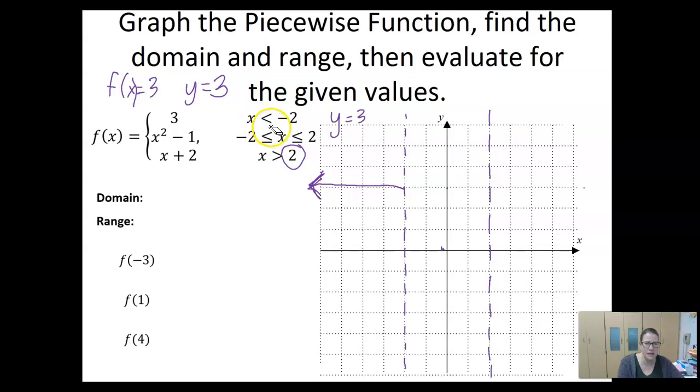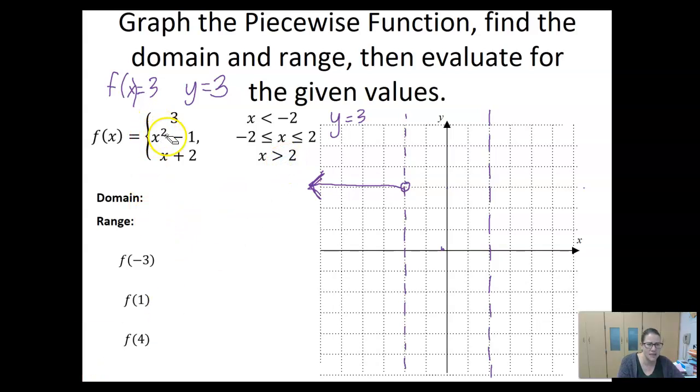Now notice again here that my inequality is just a less than, right? And because of that, I know there's going to be an open circle here where it meets this line of -2. So I'm going to put this as an open circle. If that said less than or equal to, then I'd want to fill that circle in, right? Okay, so now I'm going to go ahead and do the next function.